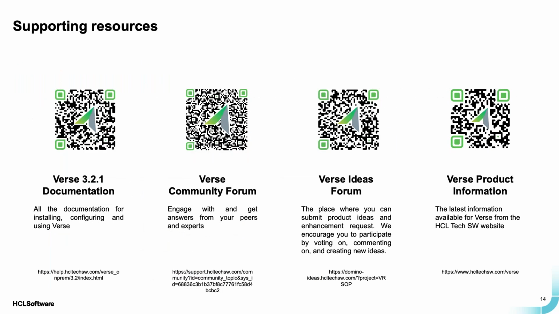So how do you get information on Verse if you want it? Well, short of telling you where to go and download it, which is coming up next, there is a plethora of information out there for you. So Verse documentation is available from our help support website, and you can find the 3.2.1 documentation underneath. If you look at that URL, you'll see it's underneath the 3.2 index because we're adding in the 3.1 because it's a point release.